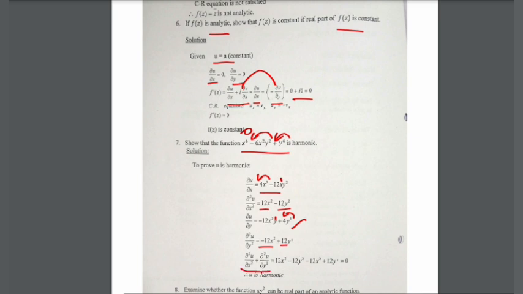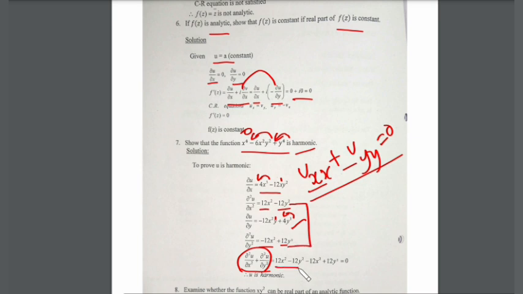Now I am going to add both the terms. Harmonic meaning is nothing but uxx plus uyy equal to 0. Similarly for the v term, I am going to check whether the given term is 0 or not. So I am taking the formula ∂²u/∂x² plus ∂²u/∂y². Adding all the terms, 12x² minus 12y² and minus 12x² plus 12y², the plus and minus terms cancel each other, so my final answer is 0. Therefore the given u is harmonic.